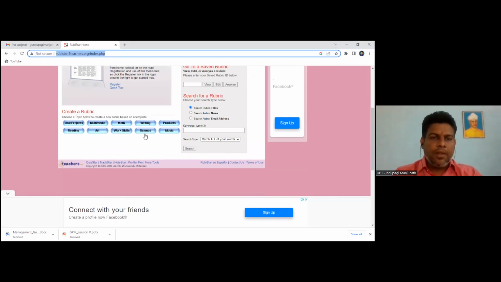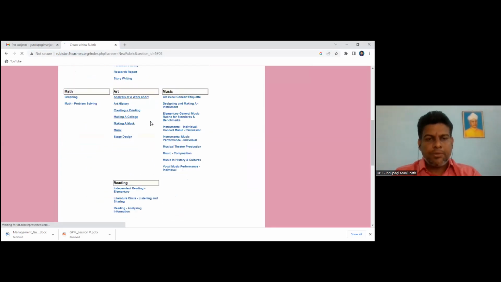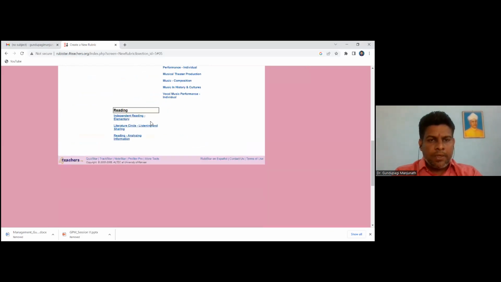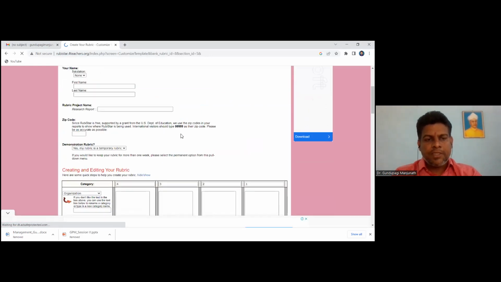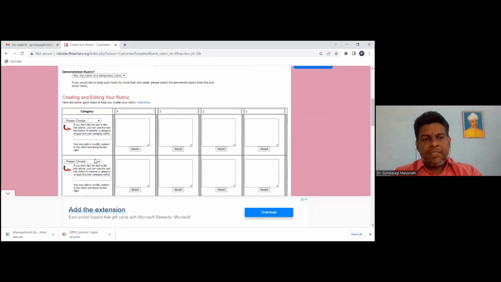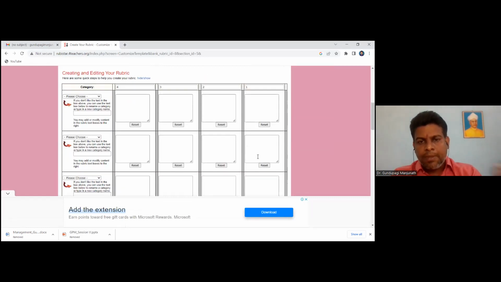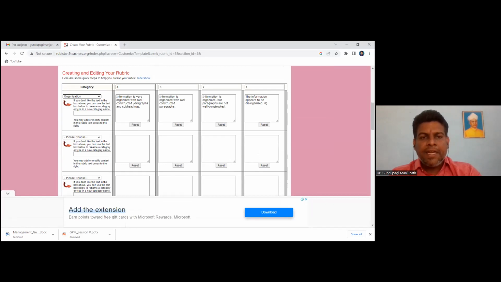Say for example, I want to develop a rubric for a writing assignment, especially when it comes to writing. Okay, research report. Most of the time we will be using this research report writing. See, like this you will get. So these categories are the criteria, and whatever content you want here will be the descriptor, and also we can change this content. Say for example, organization: information is very organized with well constructed paragraphs and subheadings. Give them the 4 marks easily.